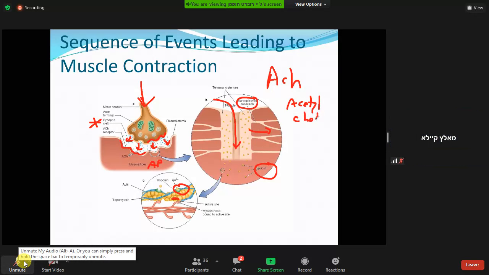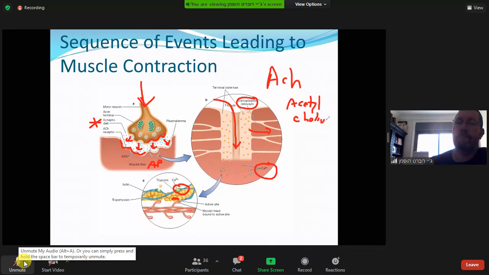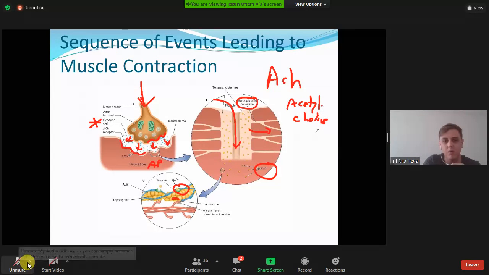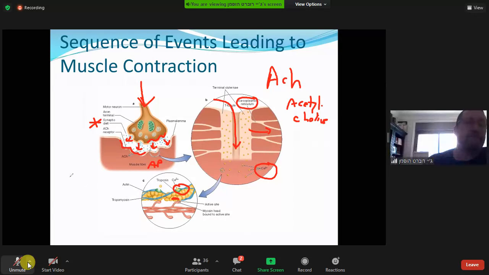Can I ask a question? Okay. I didn't understand the part where the calcium makes the myosin head connect to the actin. Sure. How does that happen? Okay, so you have the actin thin filament, okay?